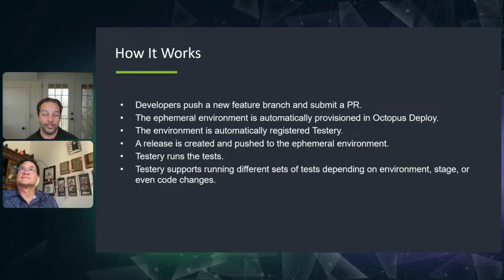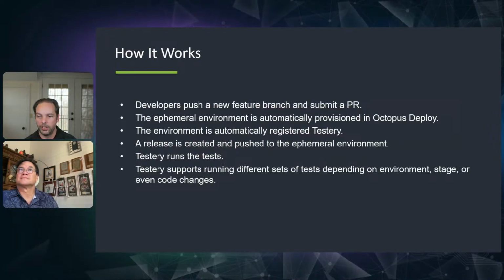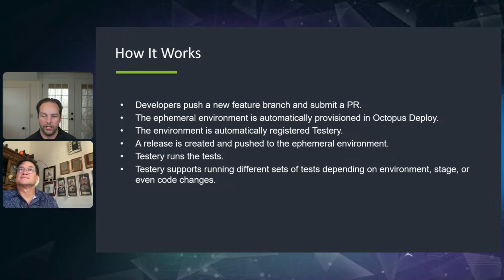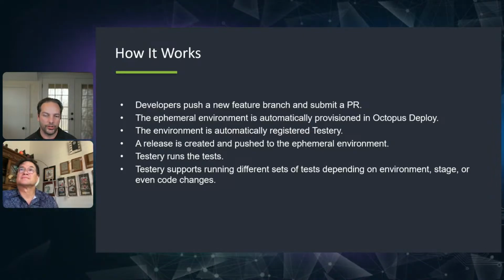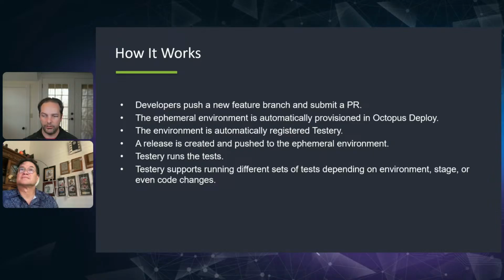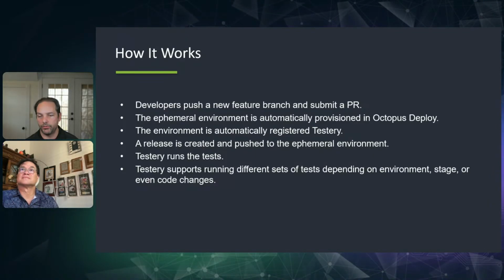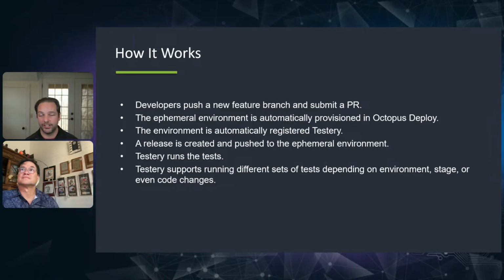And so in terms of how it works, now developers push a new feature branch and submit a PR. The ephemeral environment is automatically provisioned in Octopus Deploy. That environment automatically gets registered with test tree. So we have a website. We also have an API and a command line interface. And so you have the ability to say test tree, create environment whenever Octopus Deploy is creating the environment. And so that gives us a way to create the environment. The release is created and then pushed to the ephemeral environment. Test tree automatically runs the tests.